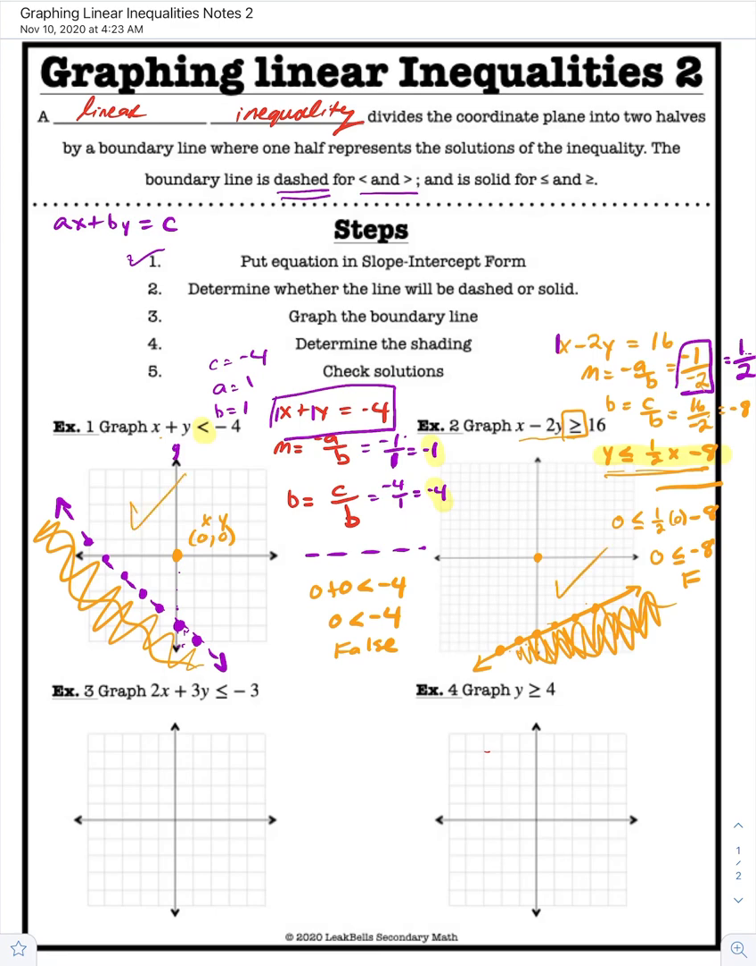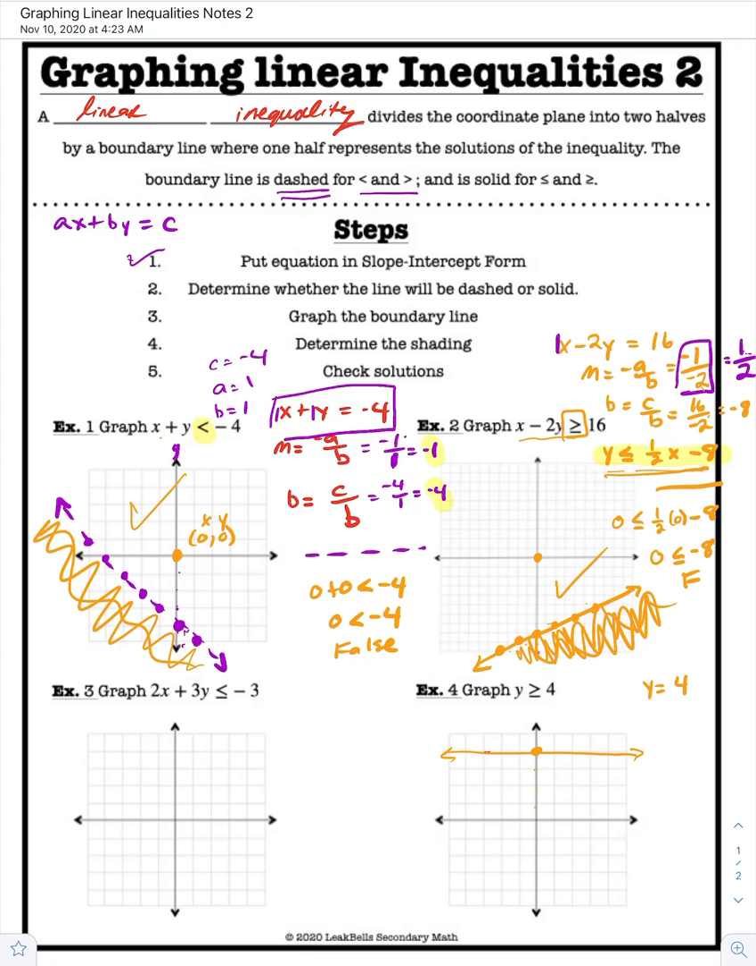Now we're going to example 4. y is greater than or equal to 4. Remember, y equals 4 goes through the y-axis, which means it's going to be a horizontal line. So 1, 2, 3, 4. This is 4 on the y-axis, and it's going to be a horizontal line going straight through there. No matter what our x value is, y will be 4. And it should be a solid line because of the greater than or equal to.